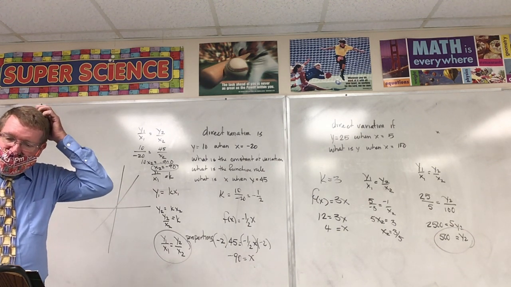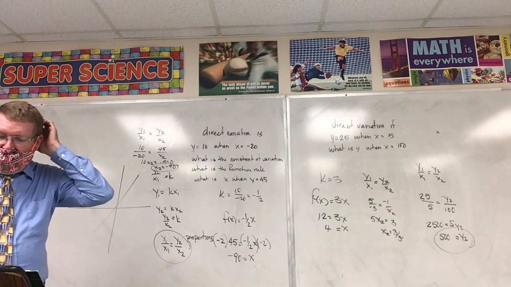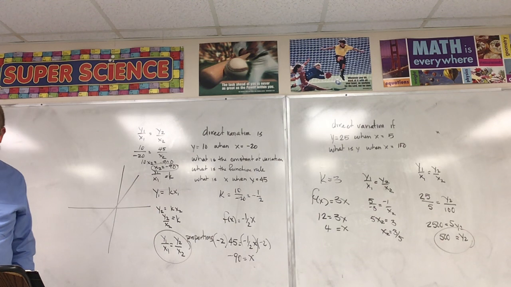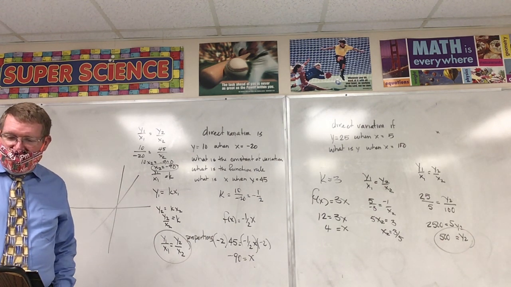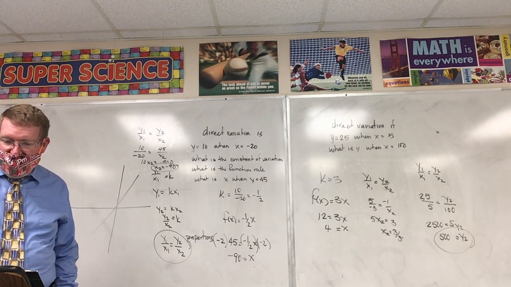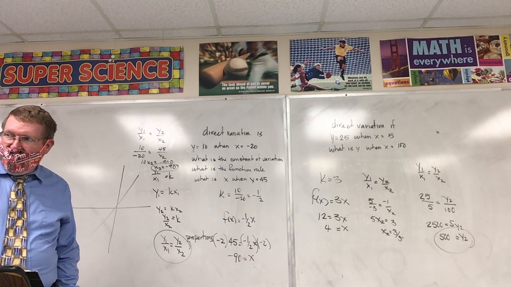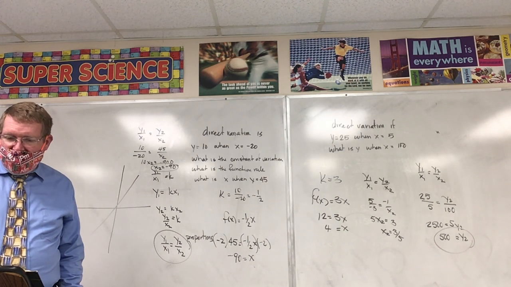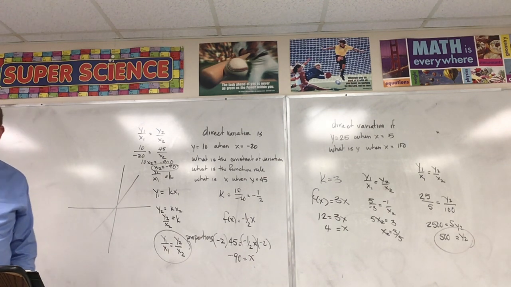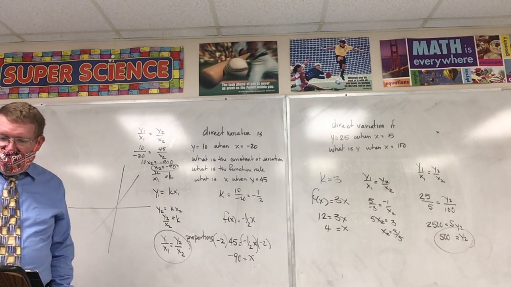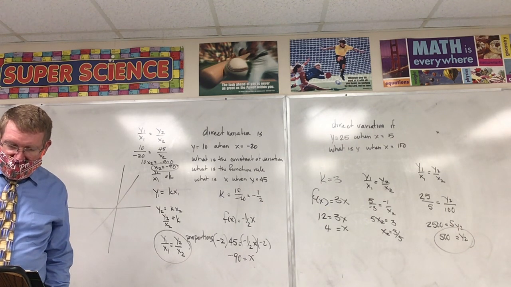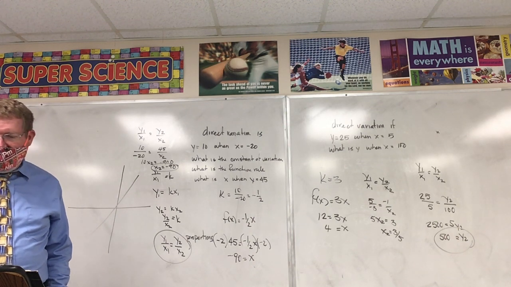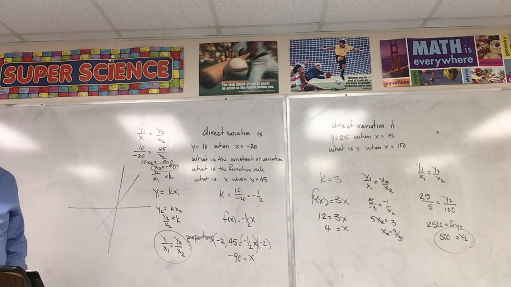Number 30. Determine whether y varies directly with x. If so, find the constant of variation and write the function rule. Number 30. Does y vary directly with x? Alright, I see a couple of head shakes. No, because my k's do not equal. Number 32. Does y vary directly with x? No, because my k's do not equal.